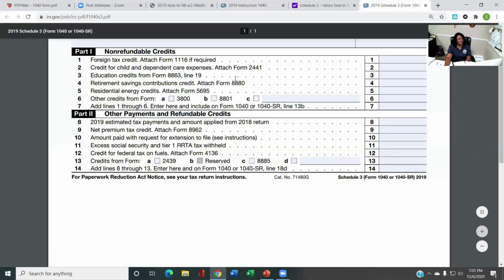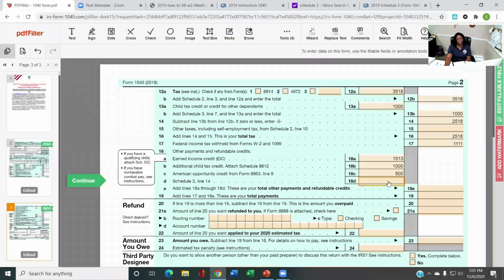So the education credit, this one is different from the American Opportunity. This one may be based on lifetime learning. So that credit would go there, and then you have your child care expenses. So let's just say for calculation purposes that this schedule gave you another $500 in credits.